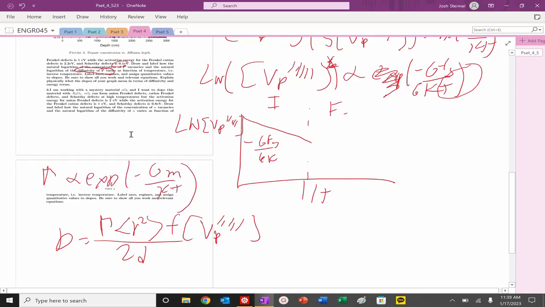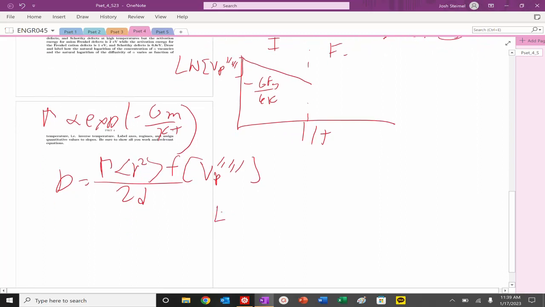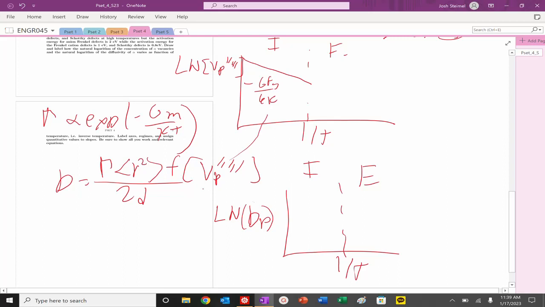So if I'm looking at the natural log of diffusivity of phosphorus as a function of 1 over T, I look at intrinsic, extrinsic. I'm going to have the same slope here because of this concentration dependence, but I'm also going to have this relationship that's temperature dependent. And when I take the natural log, I'm going to have a slope that's minus G formation of Schottky over 6K minus GM over K because of this term right here.